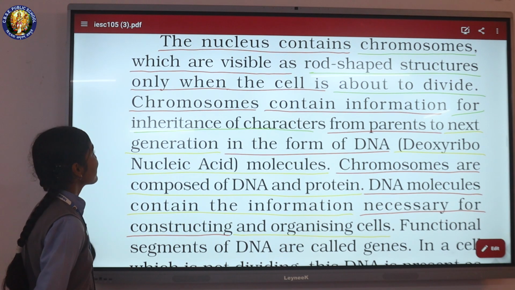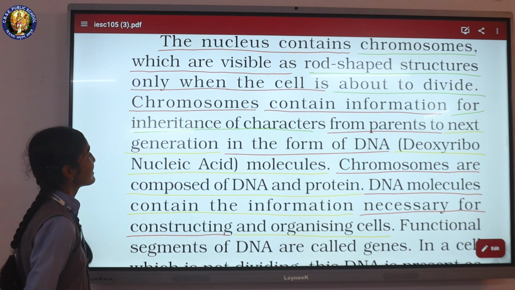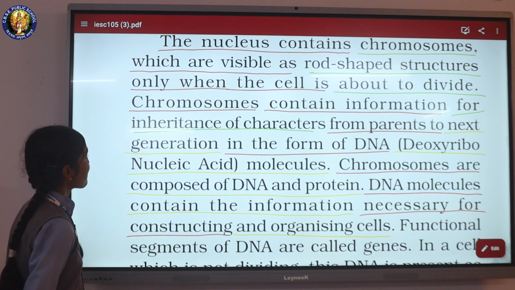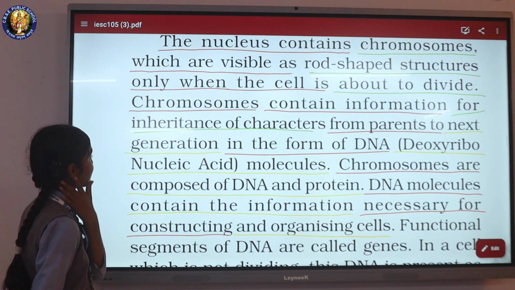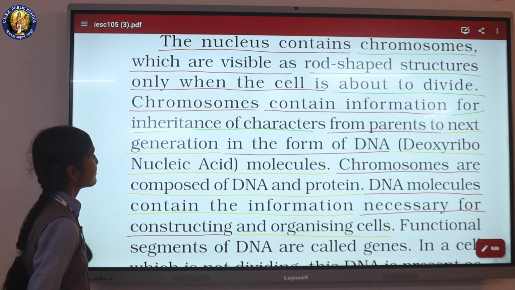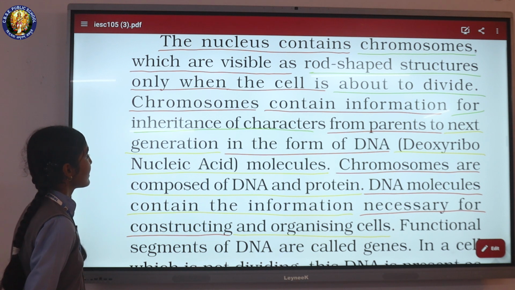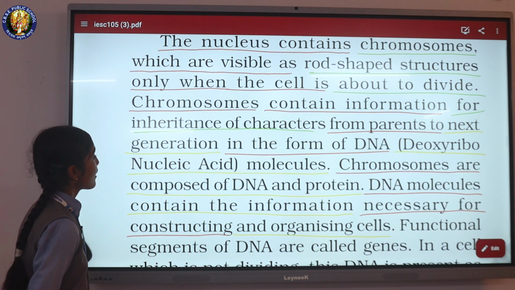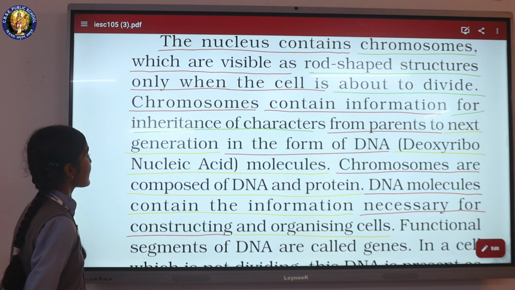Chromosomes contain information for inheritance of characters from parents to next generation in the form of DNA, deoxyribonucleic acid molecules. Chromosomes are composed of DNA and protein.